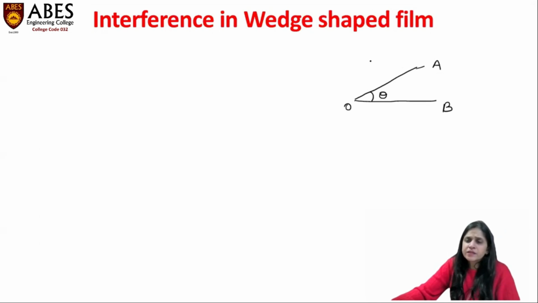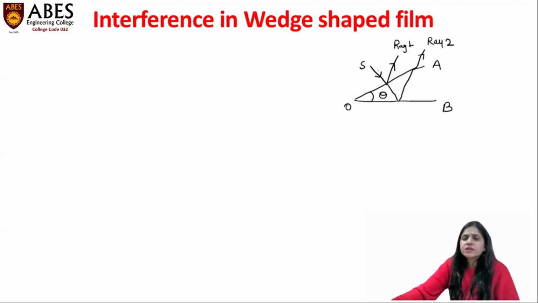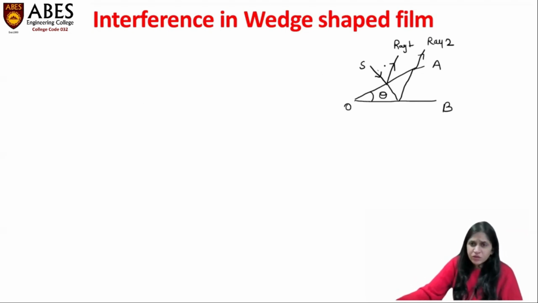So when the light is incident on the upper surface, it will reflect from the upper surface of the thin film. Again, it will refract inside, and after reflecting from the lower surface, it will emerge out. So over here, this is ray 1 and this is ray 2. And the interference will occur between these two rays, as from a single source. What is happening is, from a single source, two coherent sources are produced due to the division of amplitude.